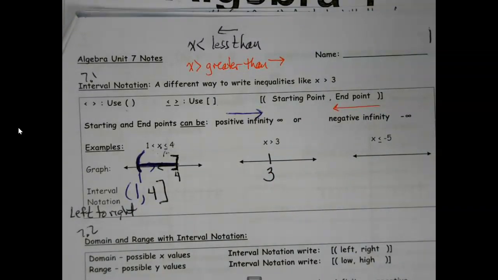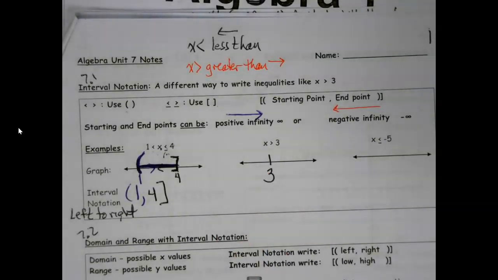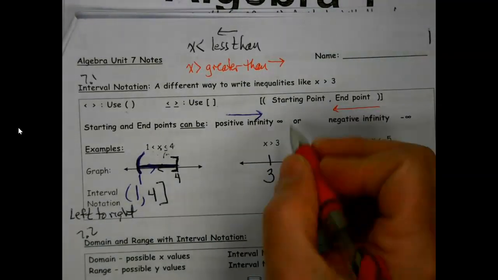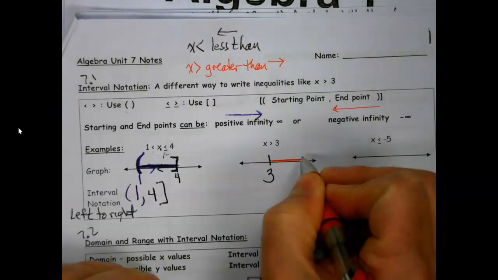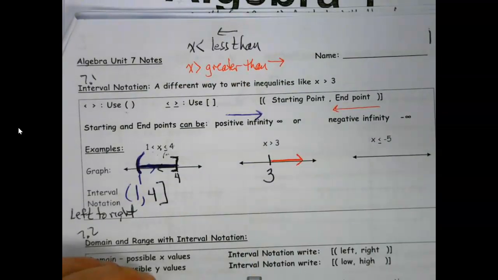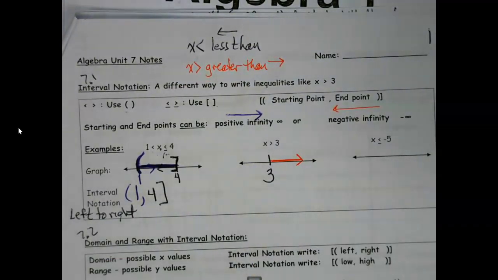So I look and I go, okay, first things first. The arrow's pointing at x. So which way is my arrow going to be going, to the right or the left? To the right, because greater than goes to the right. So now that I've got my arrow, what symbol am I going to put on the 3? I'm going to put a parenthesis.